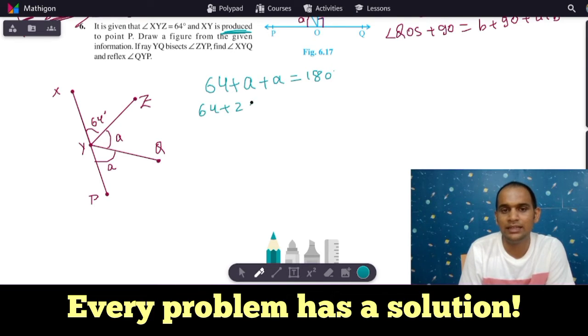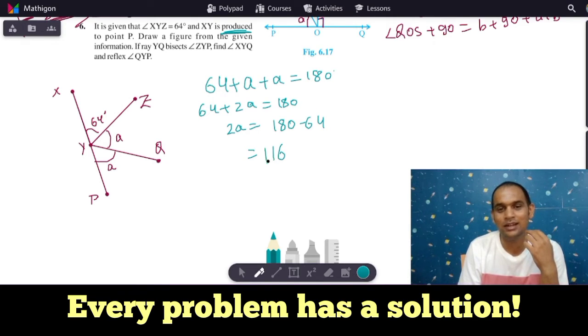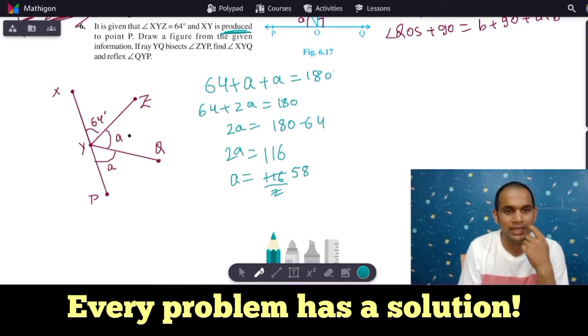64 plus 2A equals 180. 2A equals 180 minus 64. So what is 180 minus 64? Quickly calculate. You will get 10 minus 4 is 6. Carry over. This becomes 7. 7 minus 6 is 1, so 116. So 2A equals 116. So A will be equal to 116 divided by 2, which gives us 58. So A equals 58 degrees. I hope that is very much clear. Now, what angle do we need to find? We need to find ZYP.